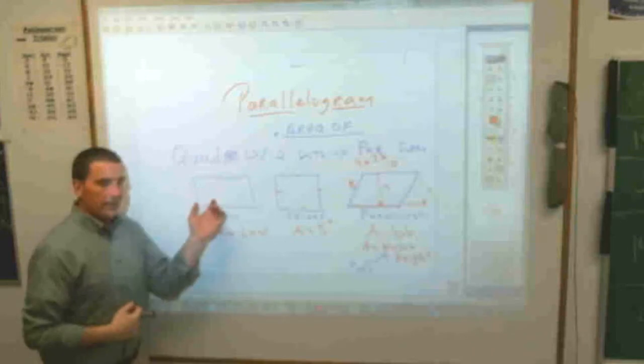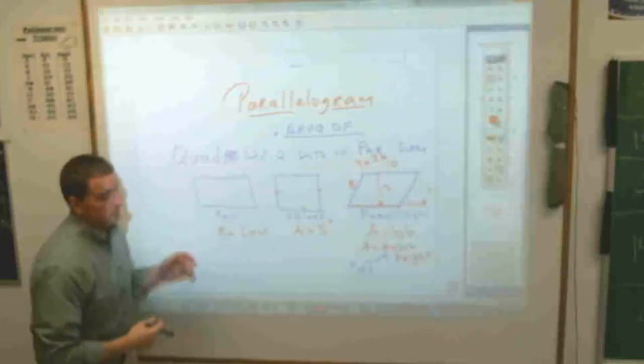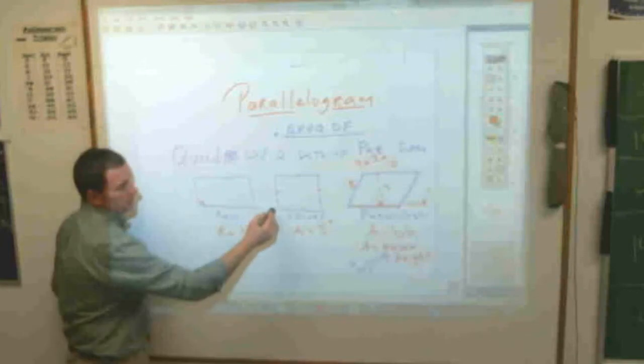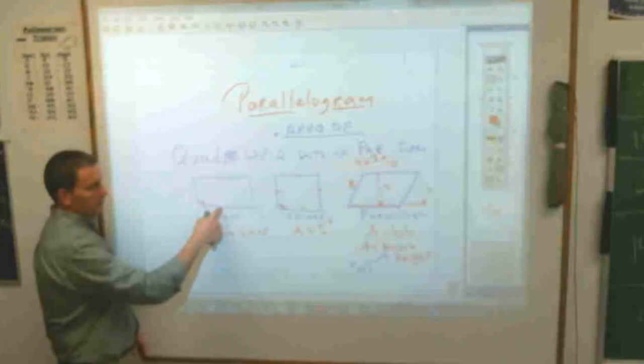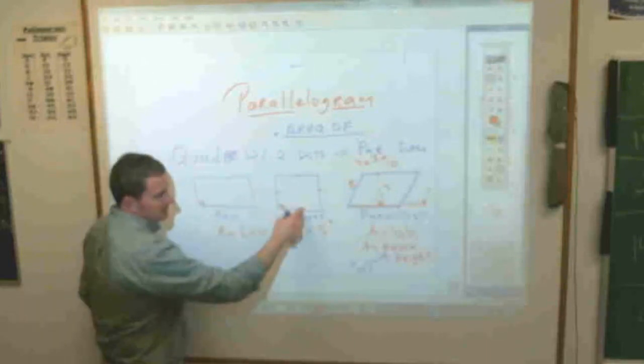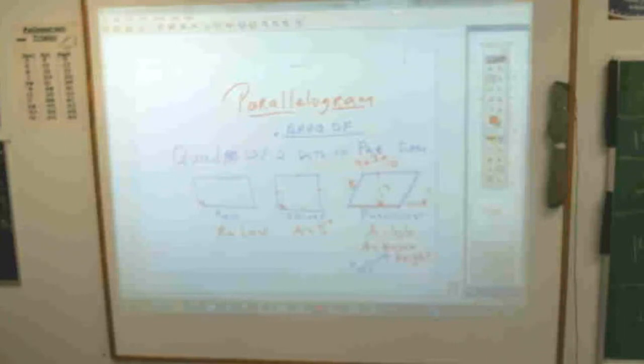Now, that also works for these, but in the case of a rectangle, you've already got right angles here. You've already got right angles there. So that's why it's just length times width, because it's already there. Side times side, those squared shapes are already there.